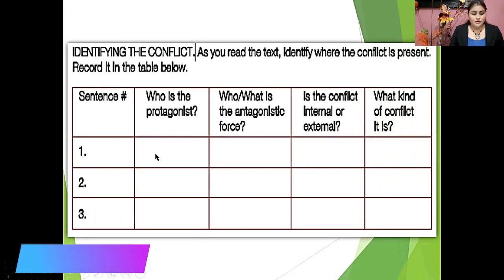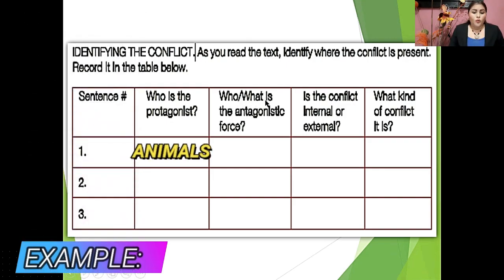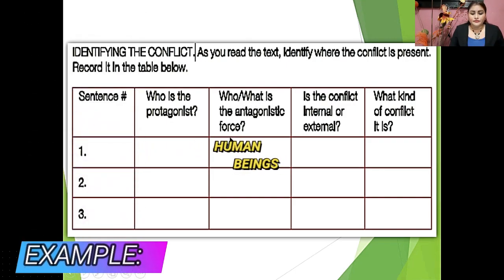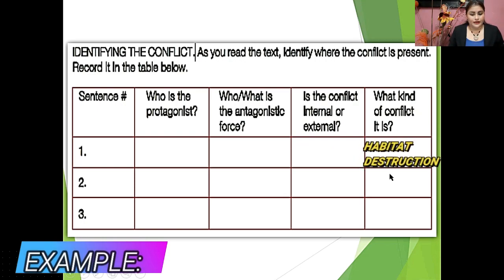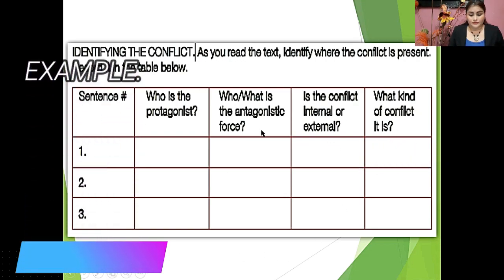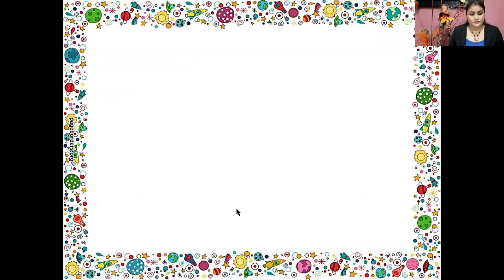This sentence. Who is the protagonist? Who or what is the antagonistic force? Is the conflict internal or external? What kind of conflict is it? Yeah, you have to do these activities also.